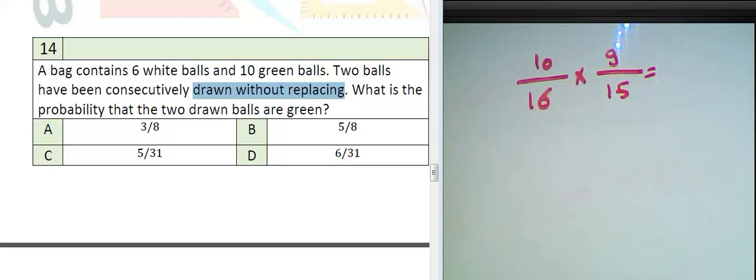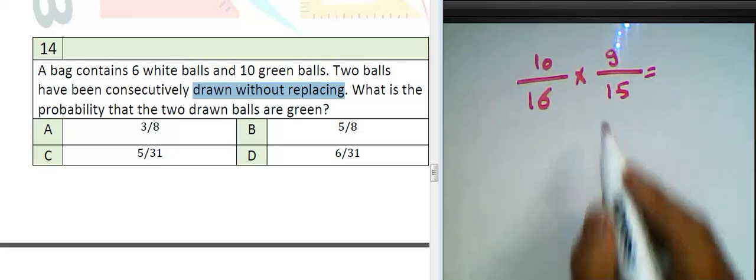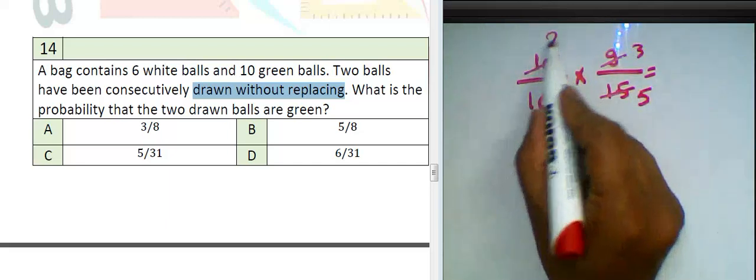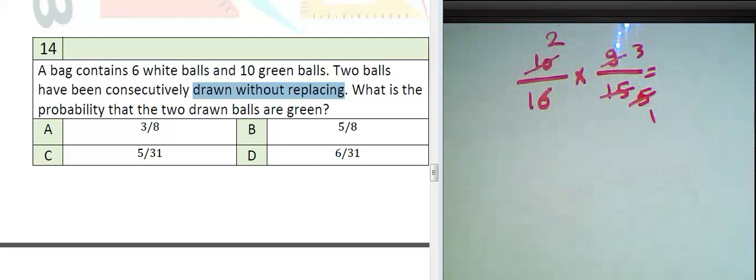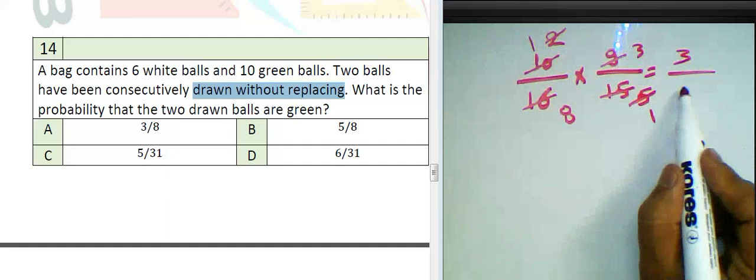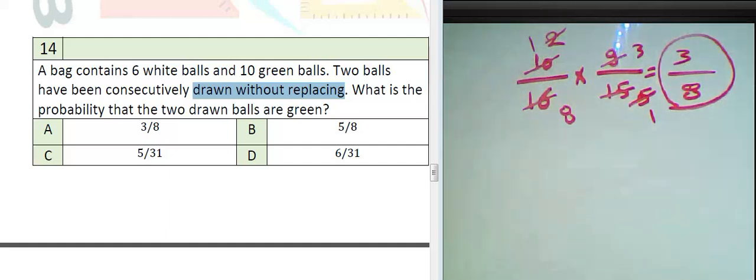Our fraction is divided by 3 here. It will be 3 divided by 3 equals 1, 15 divided by 3 equals 5, 10 divided by 5 equals 2, 5 divided by 5 equals 1, 2 divided by 2 equals 1, 16 divided by 2 equals 8. The result will be 3 times 1 equals 3, 1 times 8 equals 8. The result will be 3 over 8. Or you can use a calculator to find the result. The result is letter A. Question 15.